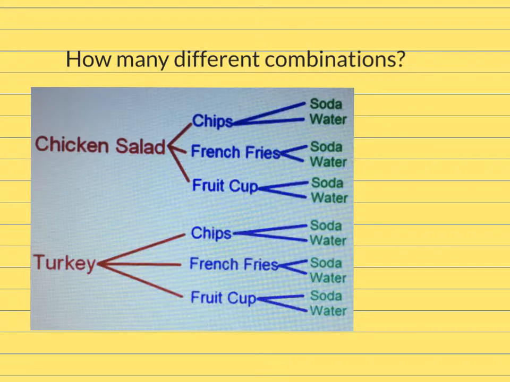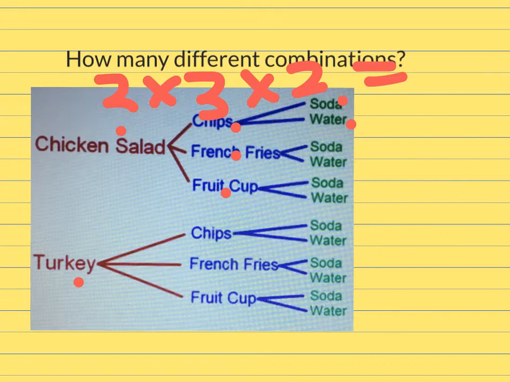One way we've talked about before is we could use the fundamental counting principle. If we had two different types of lunch entrees, and then three different types of sides, chips, french fries, or fruit, and then two different types of drinks, we could just multiply all those together, and get 12 different combinations. 2 times 3 is 6, times 2 is 12.